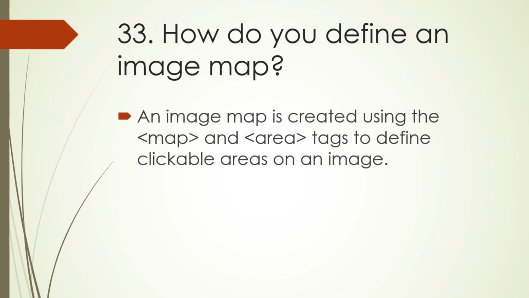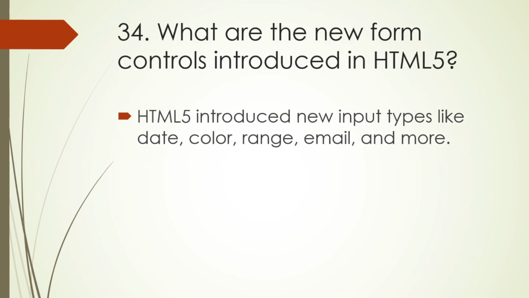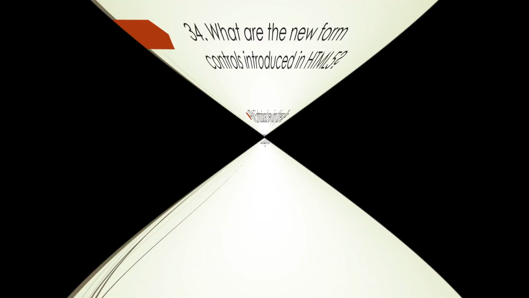33. How do you define an image map? An image map is created using the <map> and <area> tags to define clickable areas on an image. 34. What are the new form controls introduced in HTML5? HTML5 introduced new input types like date, color, range, email, and more.